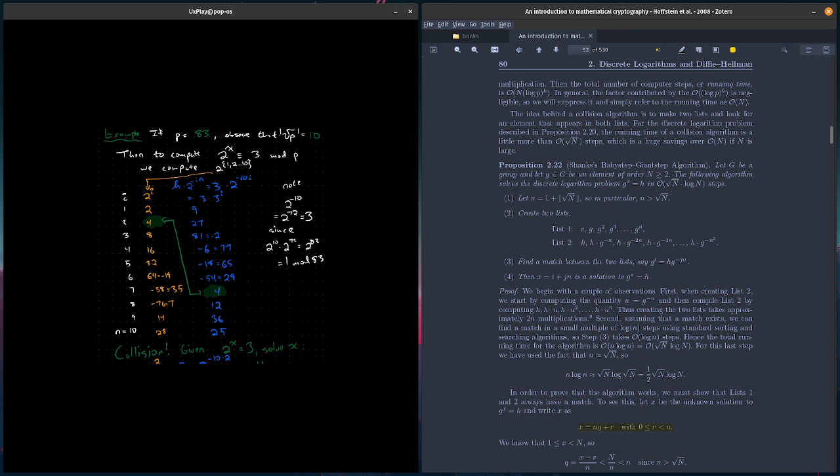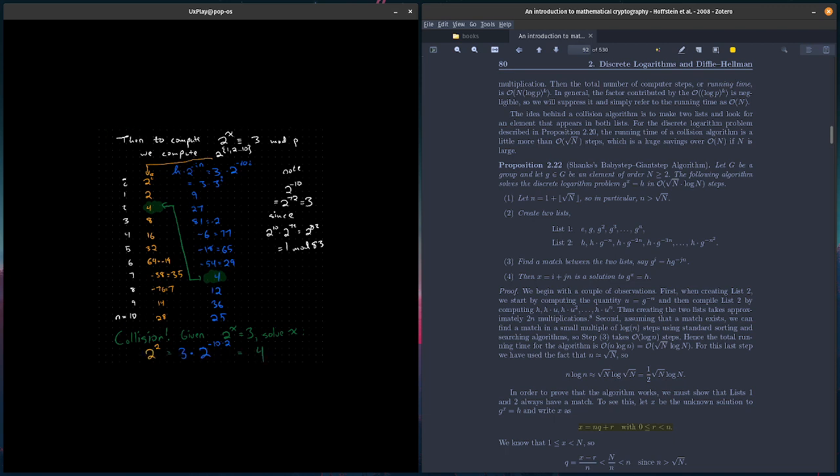If we're working over some prime field p, we would expect this to take on the order of square root of p times, I should write this down. We expect the Shanks algorithm runtime to be 2 times the square root of p values in the table, plus sorting the table, which is going to be square root of p log square root of p.